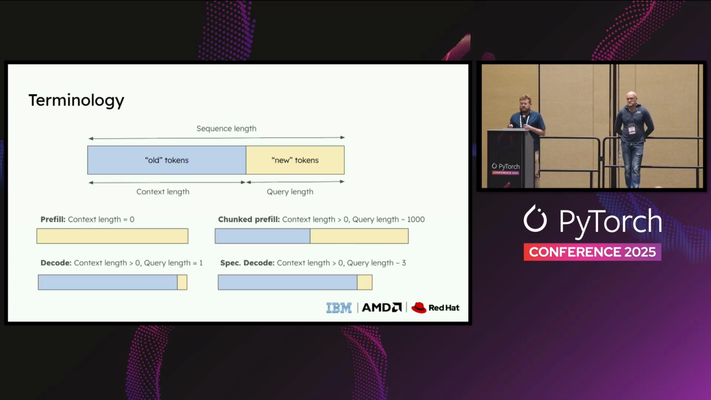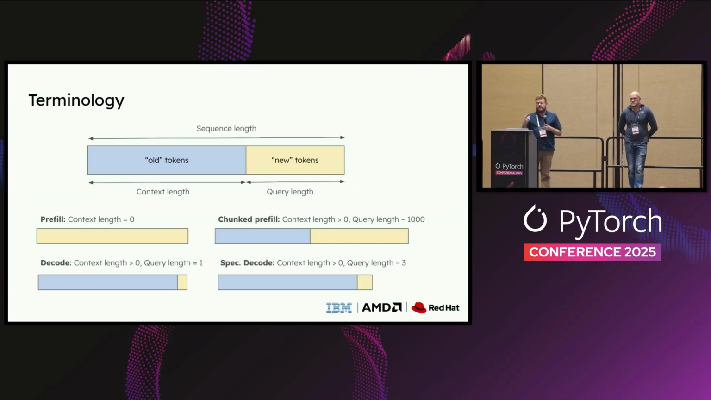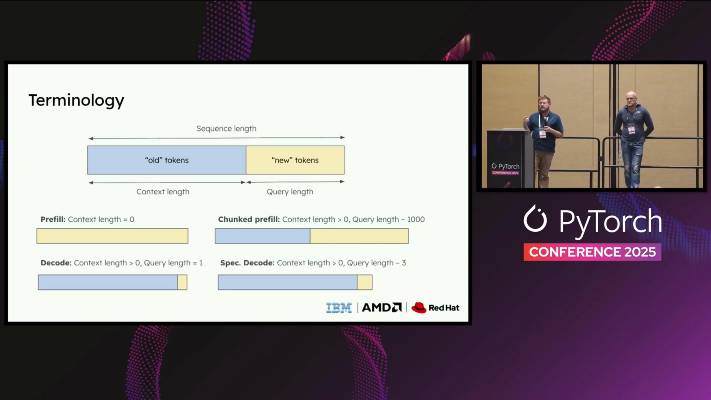The query length is the number of new tokens, like the number of tokens in your current forward pass that you want to compute the KVs for and append them to the old tokens. And the sequence length is the sum of both of those. So just to help understand, you can think of some corner cases of this.